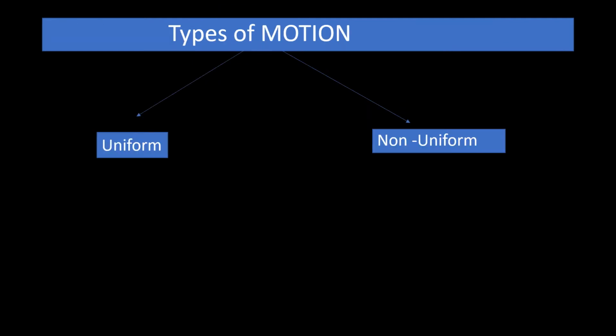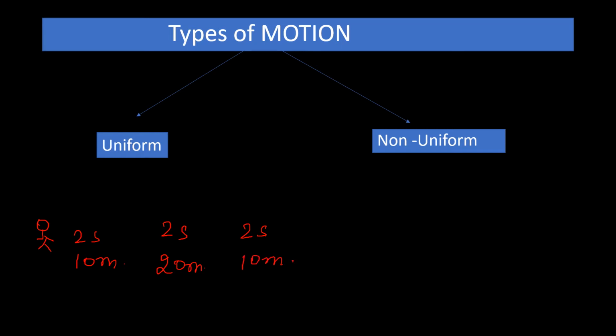Okay. So before moving ahead, guys, let us first observe what are the different types of motion, right? So guys, let us say an object moves in 2 seconds a distance of 10 meters. In next 2 seconds, the object moves a distance of 20 meters. And in the next 2 seconds, the object moves a distance of 10 meters again.